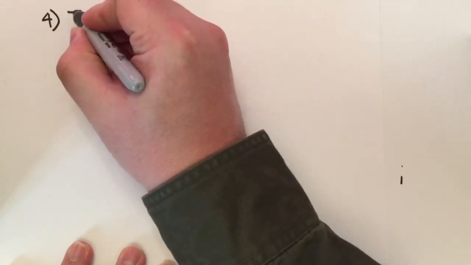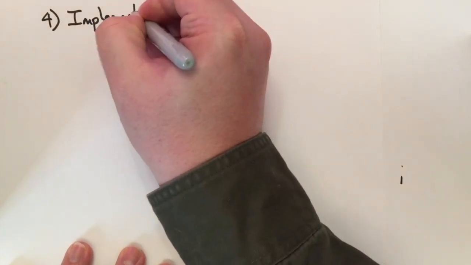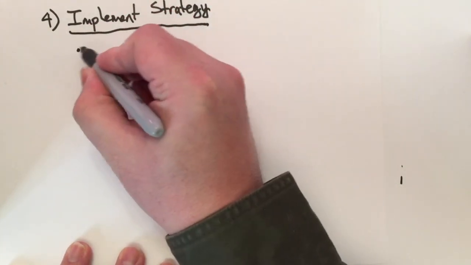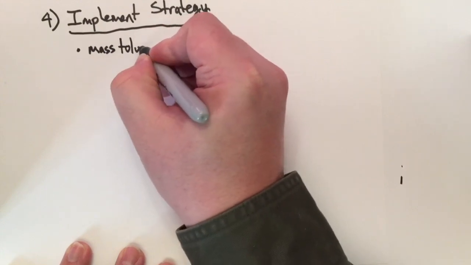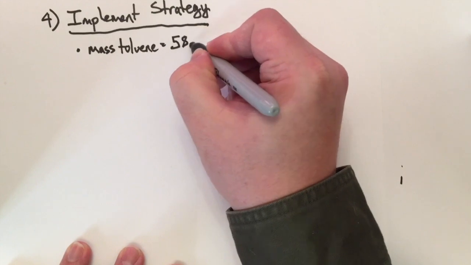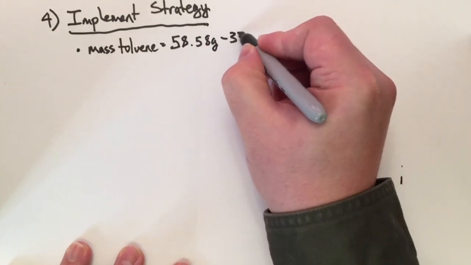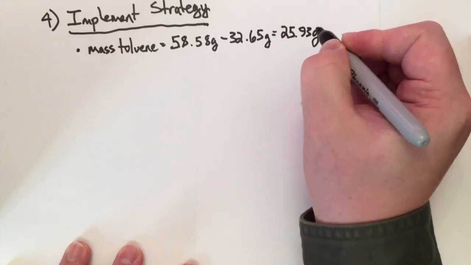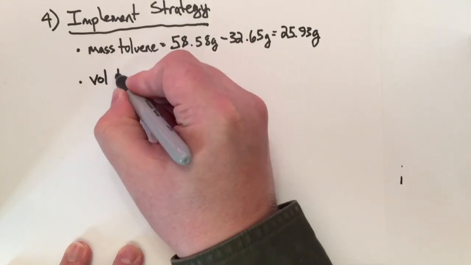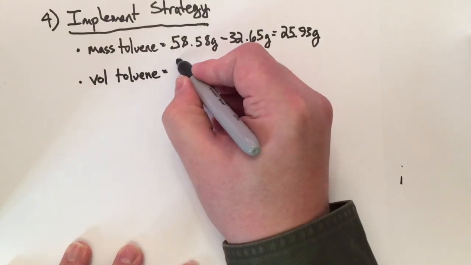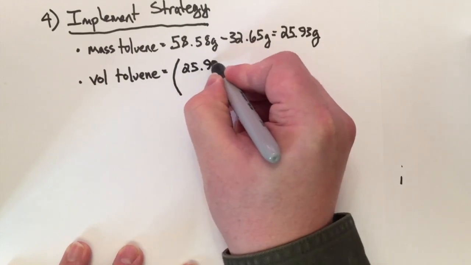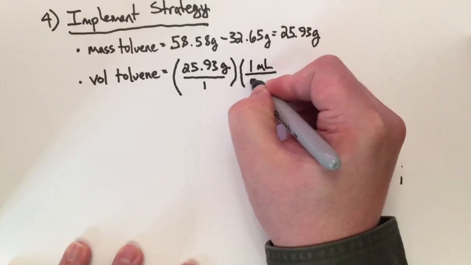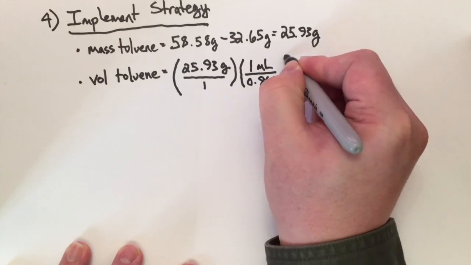We're now going to go through and we're going to implement the strategy that we just devised. The first thing that we're going to do is calculate the mass of the toluene. We're going to take the total mass, 58.58 grams, subtract 32.65, the mass of the metal, and arrive at 25.93 grams. This is going to be used to calculate the volume of the toluene.